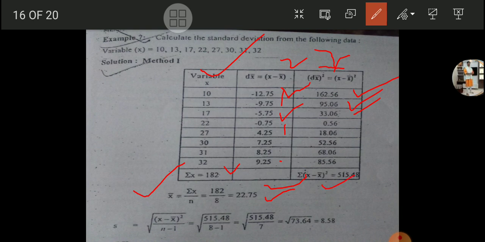So the summation is most important. Summation of x minus x bar, that is, the dx square value, is equal to 515.48. Then 515.48 divided by 8, the number of observations, minus 1, that is divided by 7, and the square root of that value, 73.64, is 8.58. This is the standard deviation of the provided variables or data, isn't it?